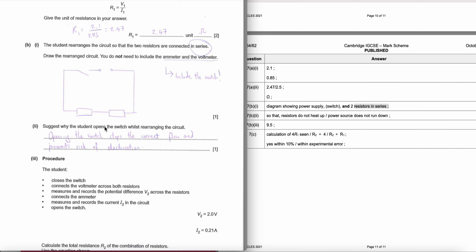However, remember, the mark schemes are not exhaustive, and an absolutely sensible answer here would be to prevent the risk of any kind of electrocution. It's a safety consideration, and it's a completely valid answer. Now the question is, would CIE accept that? If you're not sure, if you want to take a gamble, you could talk about safety in terms of electrocution. However, they're saying heating up. Why not play the game and go with these guys, in terms of resistors not heating up and also power sources not running down?